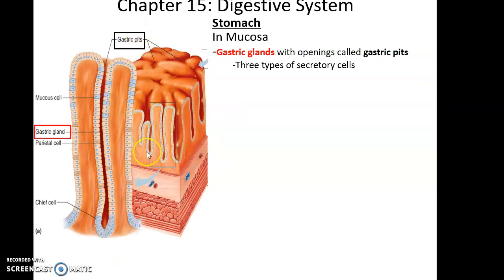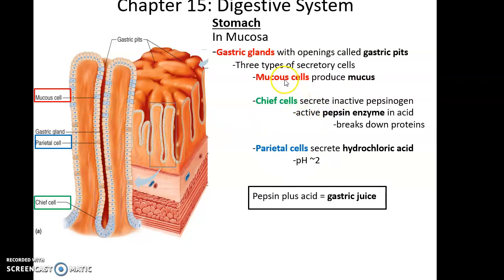We look at the layers of the wall of the stomach, we see that in the mucosa layer here, it has these structures referred to as gastric pits that invaginate down into the mucosa. And the gastric pits have three types of secretory cells. It has the mucous cells that, surprise, surprise, produce mucus. Matter of fact, the mucous cells are all over the inner lining of the stomach, producing massive amounts of mucus.